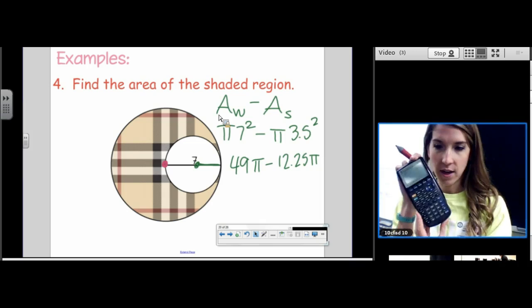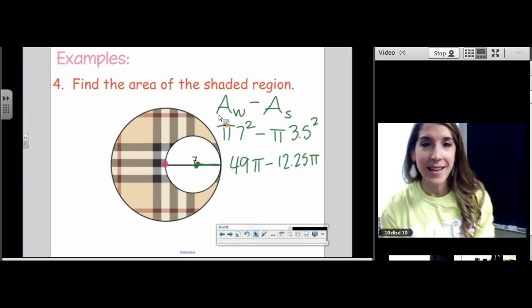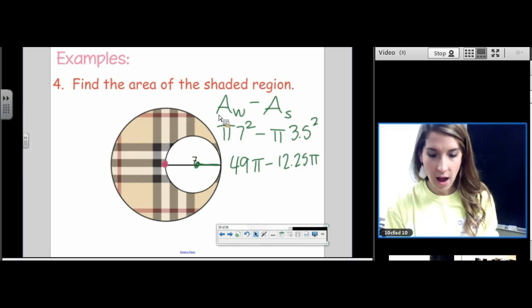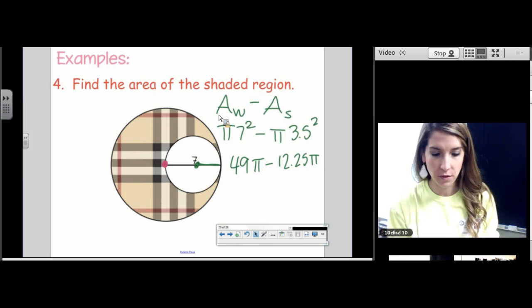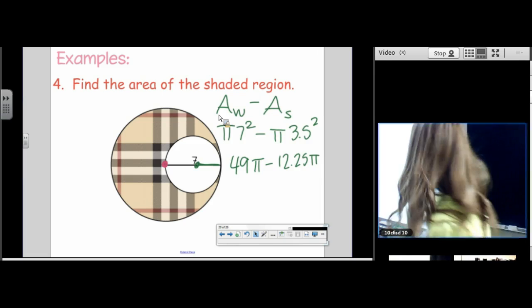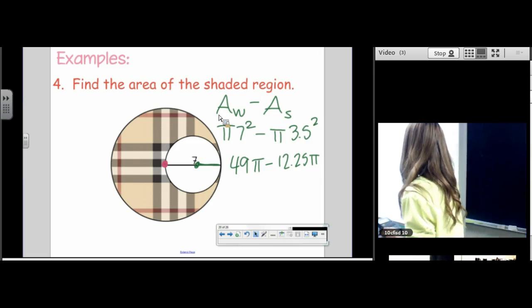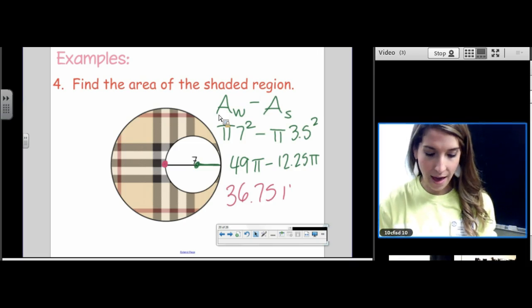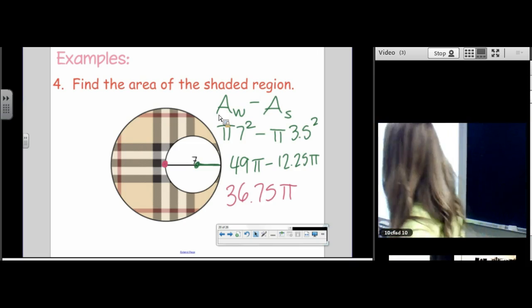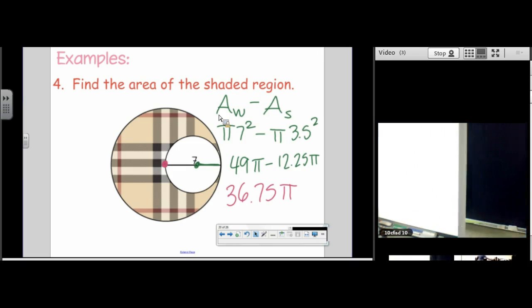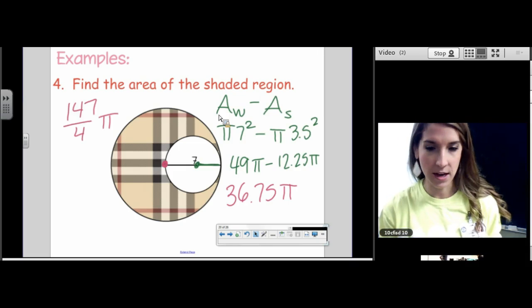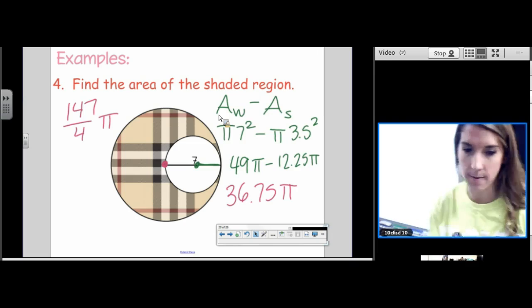So in our calculator, we're allowed to combine these because they're like terms. They both have pi. 49 minus 12.25, and we get 36.75 pi. We could also do math enter, and do 147 over 4 pi. Those would both be accepted answers. We are not going to press the pi button.